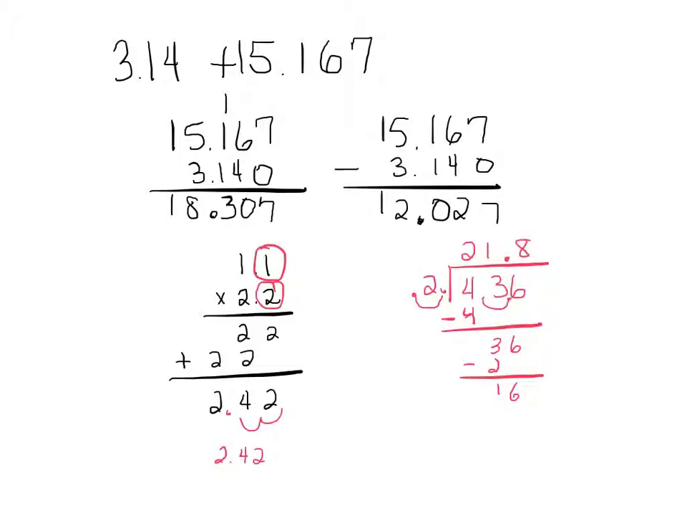So the answer would be 21.8, because if you multiply 21.8 times 0.2, you get 4.36. 2 times 1 is 2 plus 1 is 3. 2 times 2 is 4. And you have 2 decimal places like I talked about earlier. And then you get 4.36 like you had originally. So that's how the division works, the multiplication, the addition, and the subtraction of the decimals.